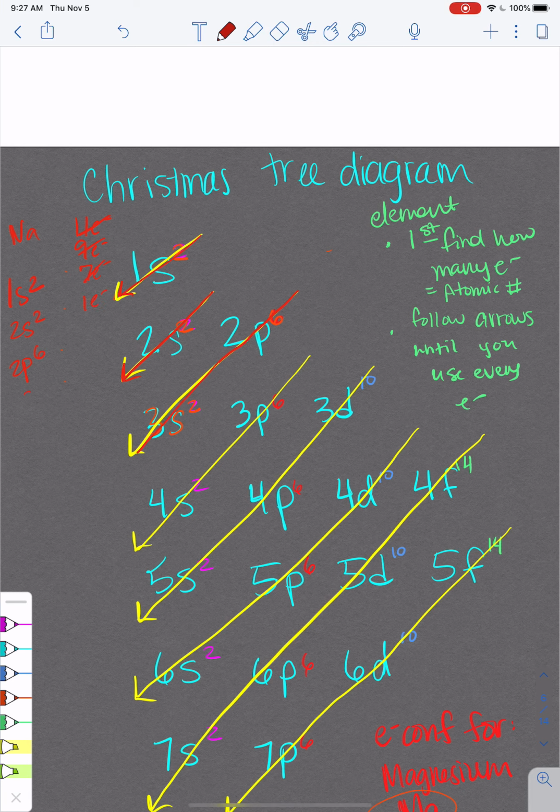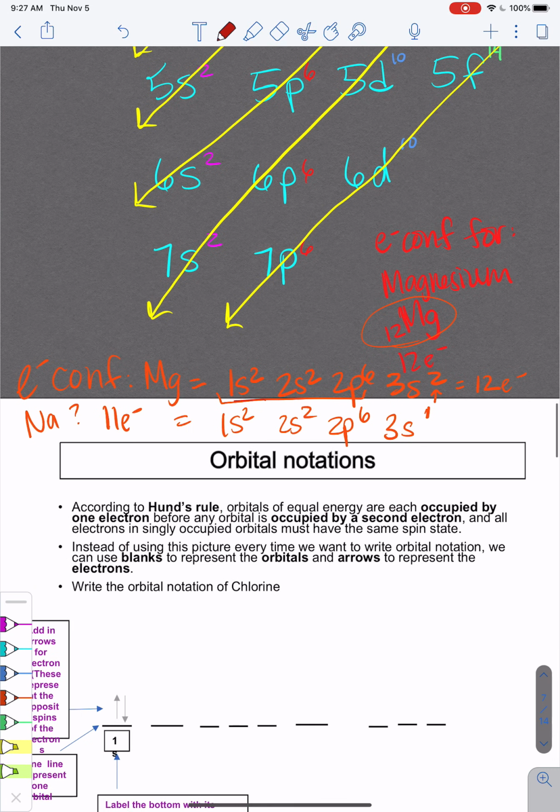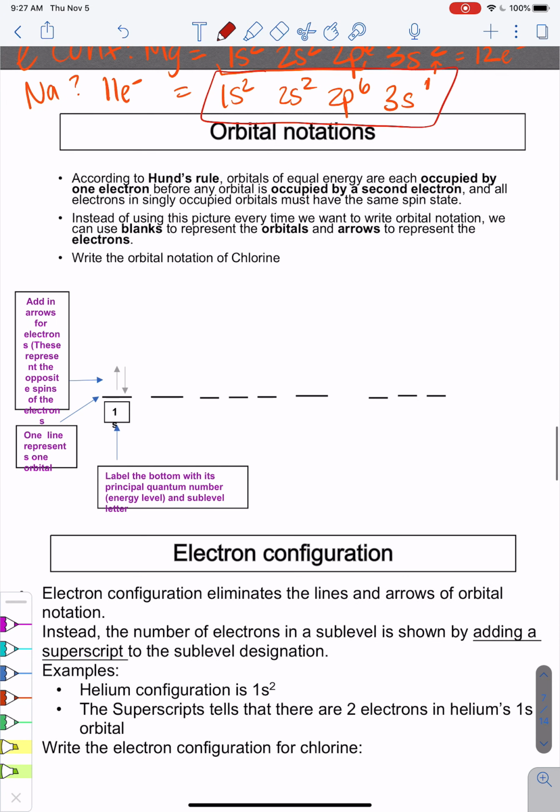Now we go into 3s. It can hold 2, but we only have 1 electron left, so we only put 1 there. So if you look at this electron configuration, that's what I wrote down here: 1s2, 2s2, 2p6, 3s1. The only other thing that we need to learn right now is the orbital notations. Orbital notation is basically drawing all this out with arrows for your electrons, okay?